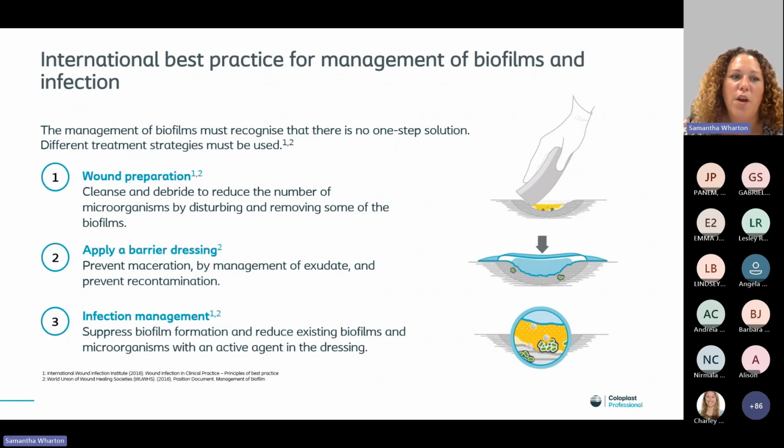So that's why that first step is to prepare that wound. So cleanse and debride to reduce the number of microorganisms. And you also need to disrupt and remove that polysaccharide substance that the biofilm microorganisms are protecting themselves in. So with that good cleanse and debridement, you can disrupt it and remove some of those biofilms.